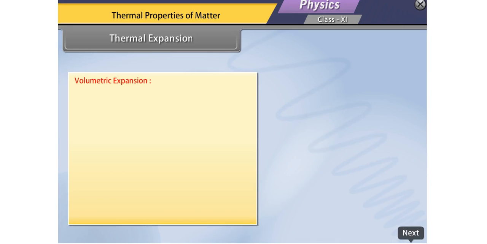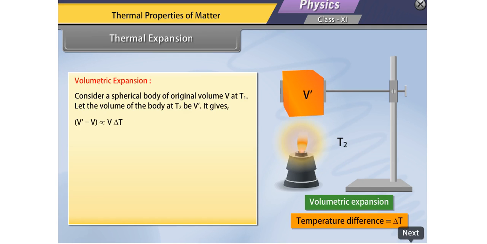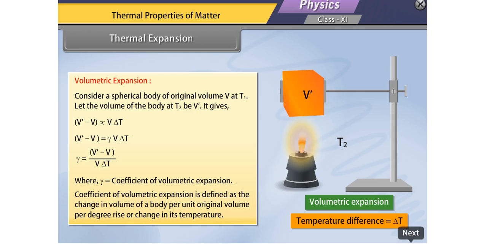Volumetric expansion. Consider a spherical body of original volume V at temperature T1. Let the volume of the body at temperature T2 be V dash. It gives V dash minus V is directly proportional to V delta T, or V dash minus V is equal to gamma V delta T. The value of gamma is equal to V dash minus V upon V delta T, where gamma is the coefficient of volumetric expansion. Coefficient of volumetric expansion is defined as the change in volume of a body per unit original volume per degree rise or change in its temperature.